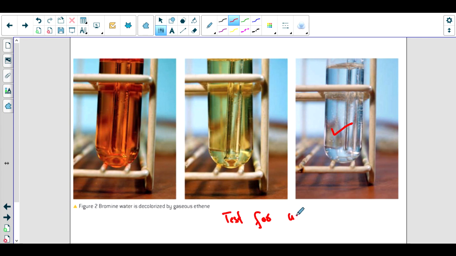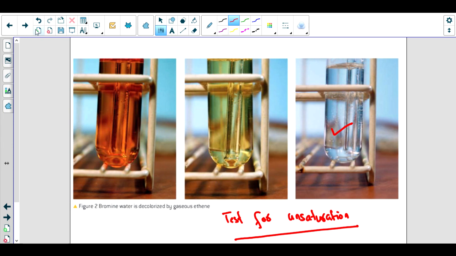This is a very important question. It can come in the exam: what is the test of unsaturation? One test is called the bromine water test. There is one more test that you can check, but the most important test of unsaturation is the bromine water test.